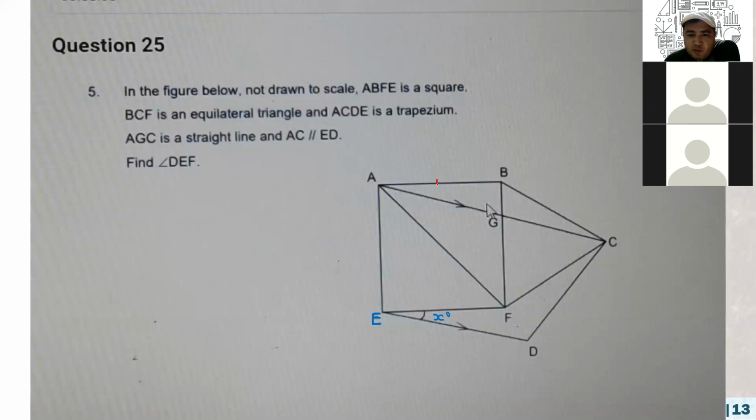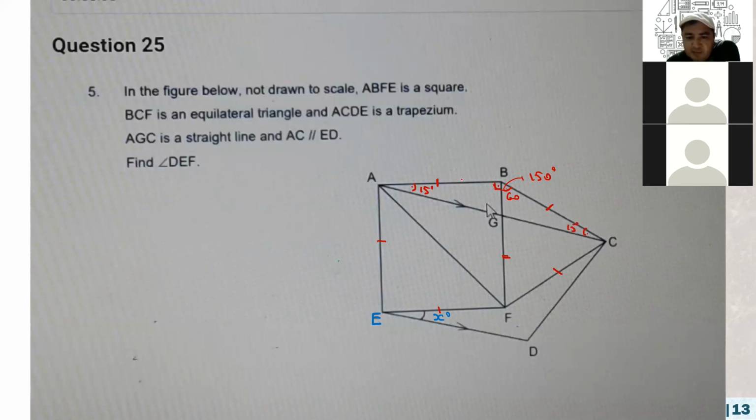Because this is a square, all sides are equal, right? And BF is one side of the equilateral triangle, so they must be equal to each other. It is an equilateral triangle, so this angle is 60 degrees. It is a square, so it is 90 degrees. So the whole angle here is 150 degrees. So ABC is an isosceles triangle. As you see here, AB is equal to BC. So this angle should be 15, and also this angle is 15.